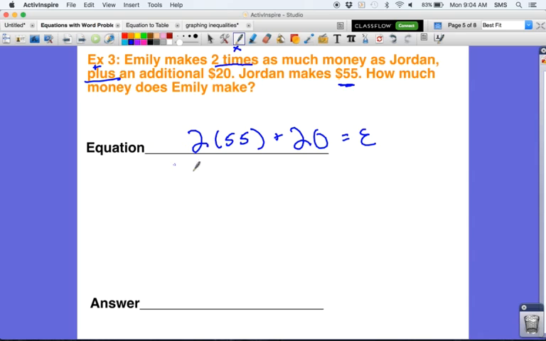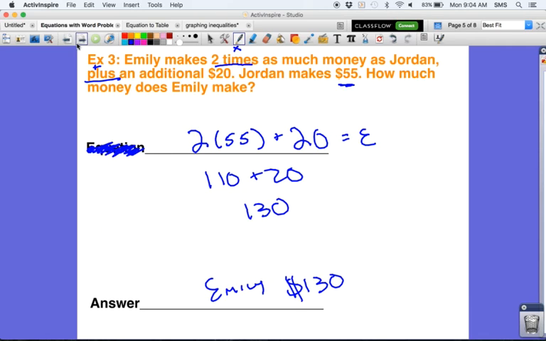So this one isn't really an equation. This is more of an expression. I don't have a variable right here, right? I know I have 2 times 55, 2 times as much money as Jordan makes. Jordan makes $55. So I need to take 2, multiply it by 55, and then add an additional $20. 2 times 55 is 110, plus 20 is 130. So Emily makes $130.